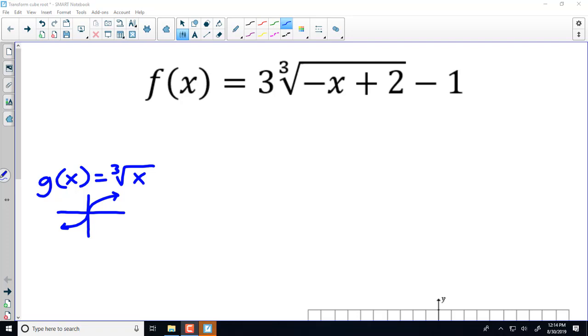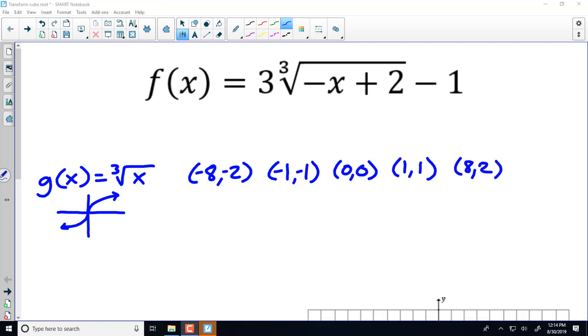In order to do a transformation of the cube root graph, we need to list some ordered pairs that are on the original cube root graph. These are sometimes the hardest ones for people to remember. But the best ones are (-8, -2), (-1, -1), (0, 0), (1, 1), and (8, 2). Now we need to figure out how we're going to change each one of these ordered pairs.